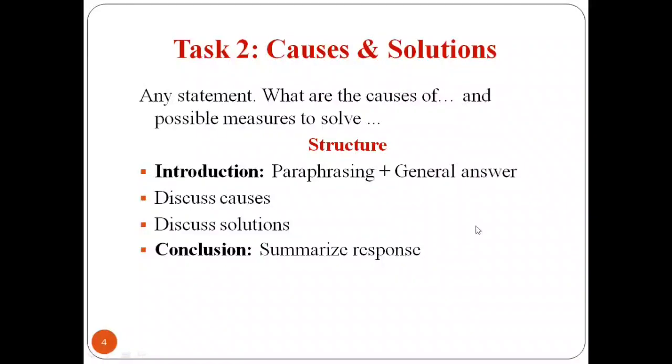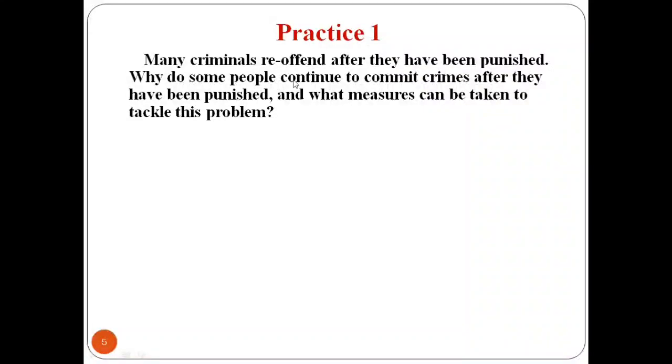Let us discuss one example of causes and solutions. Let's say: many criminals re-offend after they have been punished. Why do some people continue to commit crimes after they have been punished? And what measures can be taken to tackle this problem? So the first sentence is the statement, and then there is one question actually which consists of 2 parts. The first part asks for the reasons to commit crimes after they have been punished, and the second asks for some possible solutions to tackle this problem. So first of all, we will paraphrase this first sentence, and then we will give a general answer to the question that has been asked here.